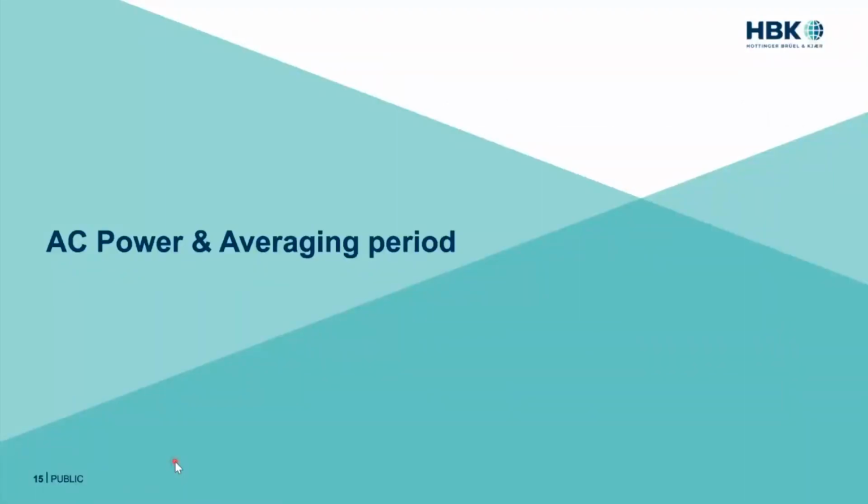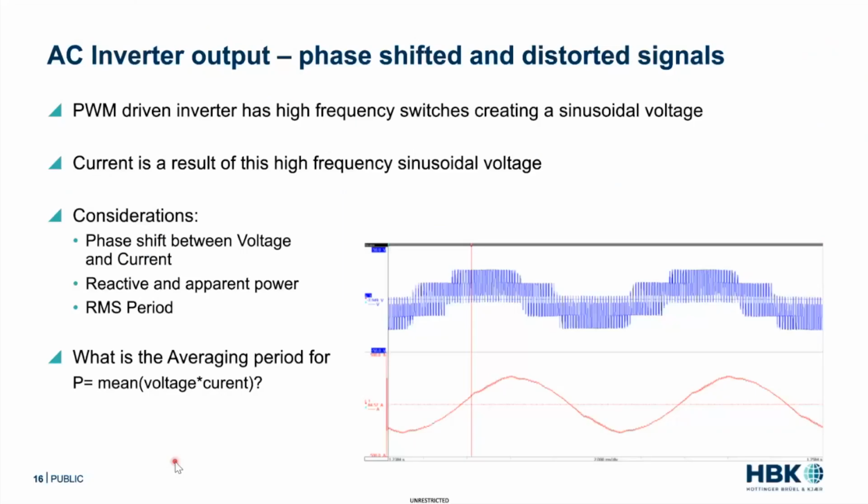All right, let's look at AC power and averaging period. As I just said, if you take one thing away, mean of U times I over the correct averaging period, what is that period? So again, this PWM inverter has these high frequency switch signals. Current is the result, so it also has a high frequency.